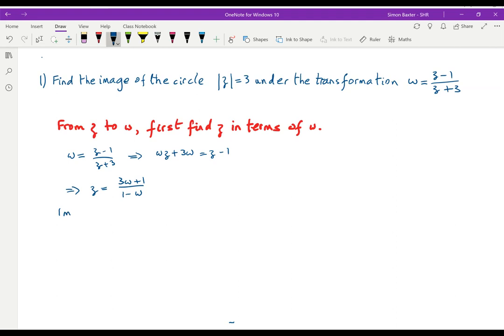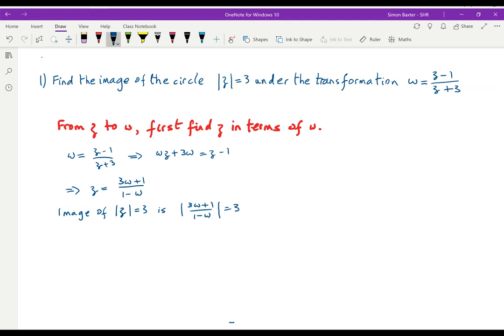We are looking for the image of mod z equals 3. Well, z is (3w plus 1) divided by (1 minus w). Mod z is 3 gives us that as an equation for w. This now is the image of mod z equals 3 in the w plane.